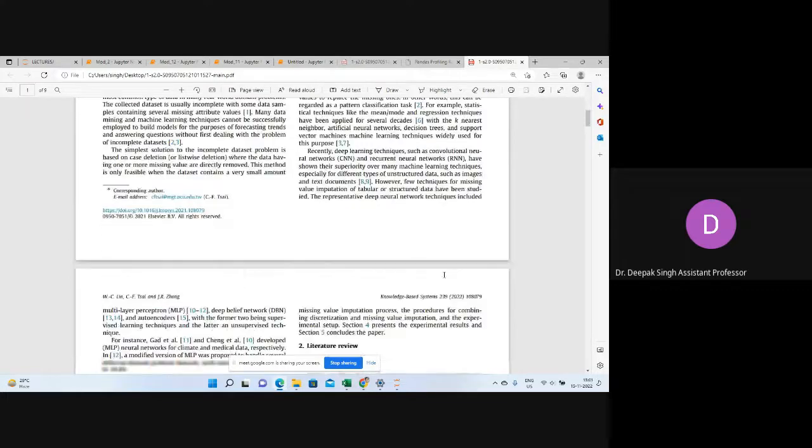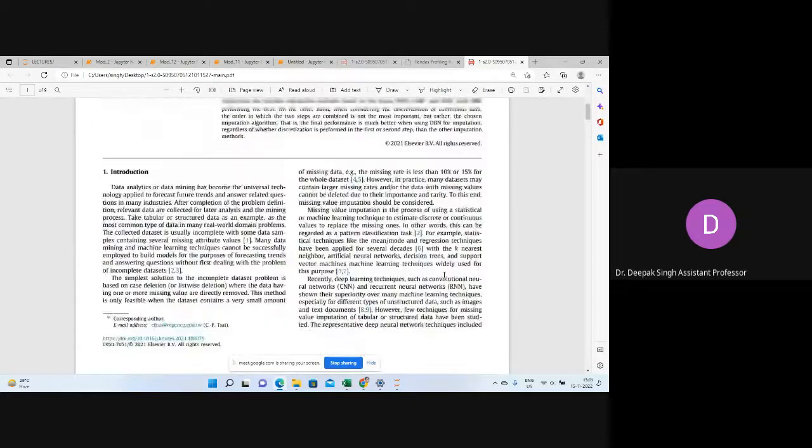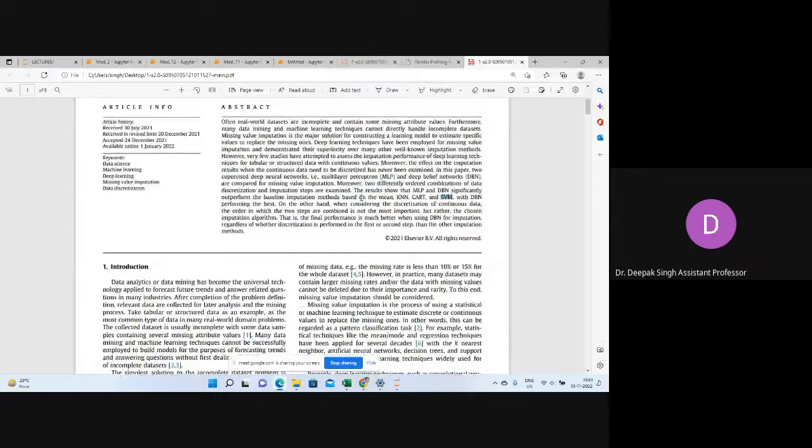Okay, if you read this article in detail, they're saying deep learning techniques have been employed for missing value imputation, demonstrated their superiority over many other well-known imputation methods. However, very few studies have attempted to assess the imputation performance of deep learning techniques on tabular or structured data with continuous values. This was their gap, which they identified.